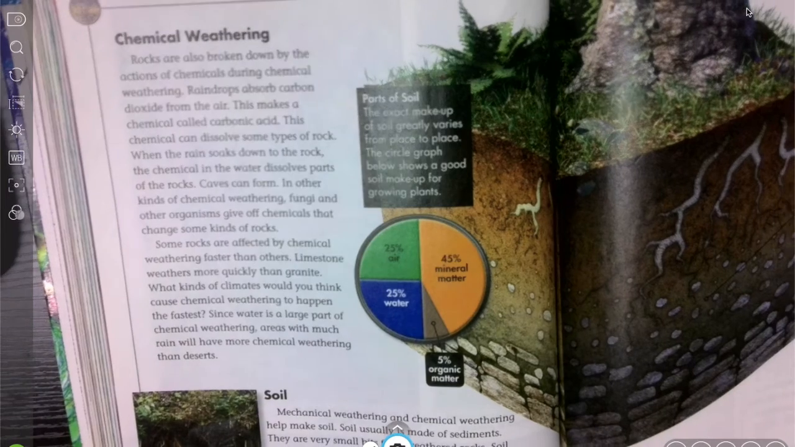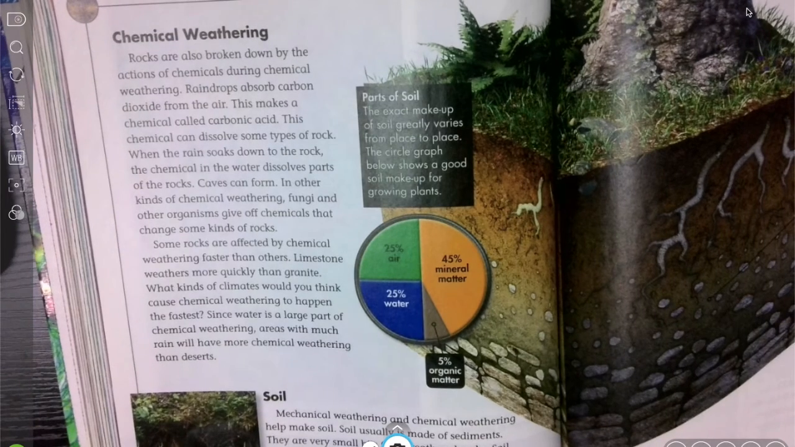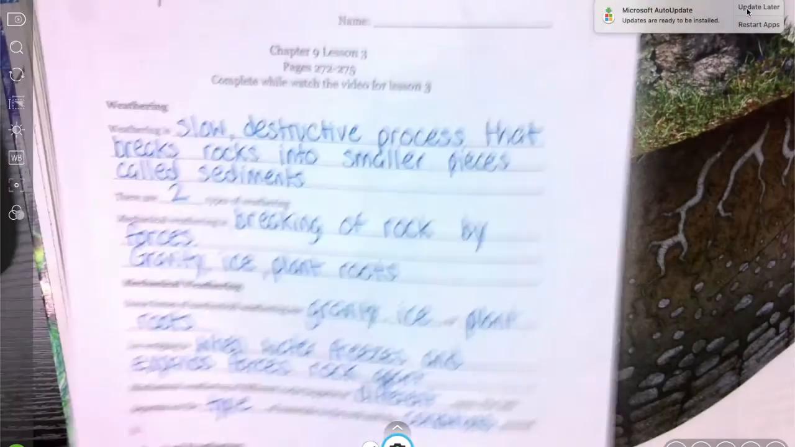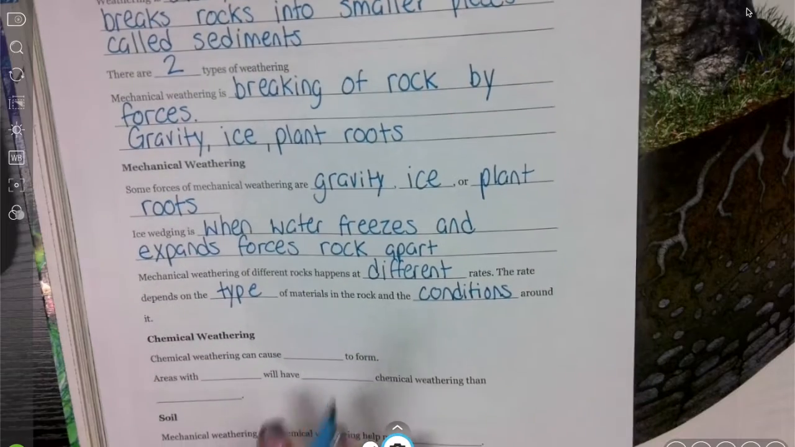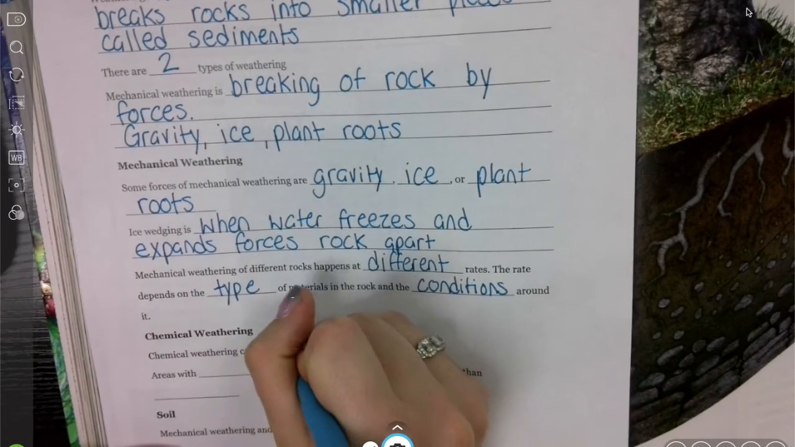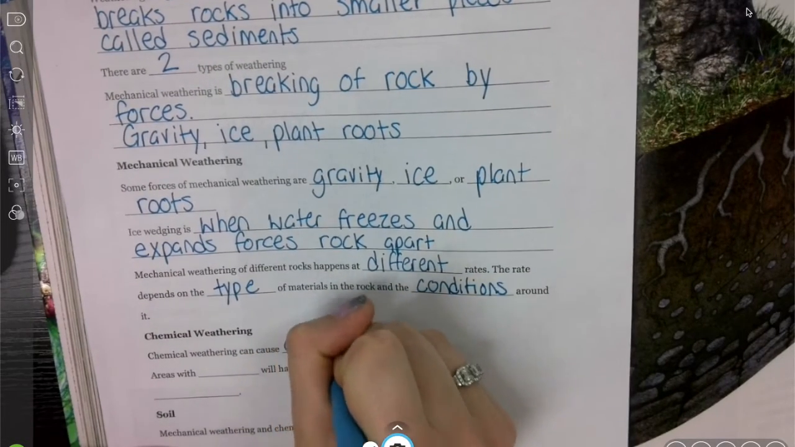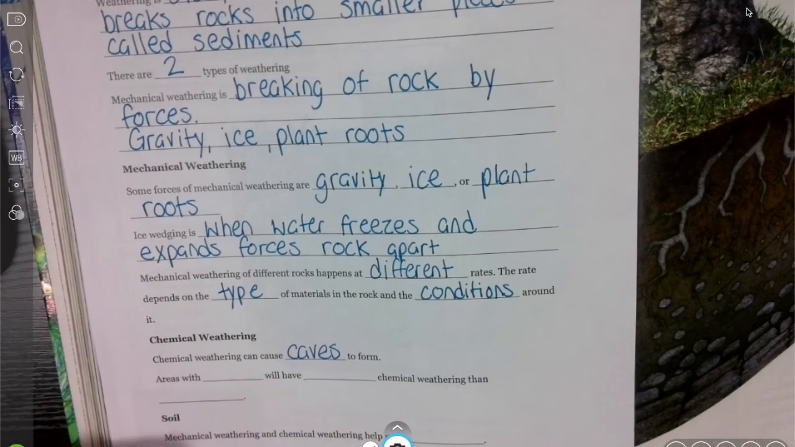When the rain soaks down to the rock, the chemical in the water dissolves parts of the rocks. Caves can form. And that's going to be really important: chemical weathering can cause caves to form, because this can be helpful or harmful.